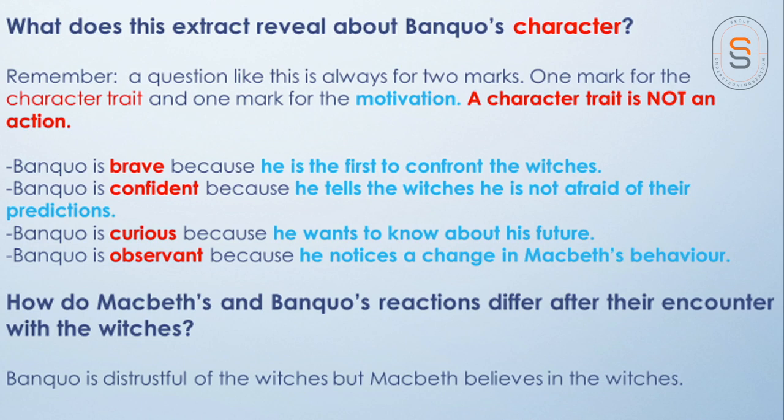He's the first to confront the witches when he told them, "How can you just give Macbeth these wonderful predictions, but you tell me nothing?" And then Banquo is confident because he tells the witches he's not afraid of their predictions. And then Banquo is curious because he wants to know about his future. Banquo is observant because he notices a change in Macbeth's behavior immediately after the predictions.